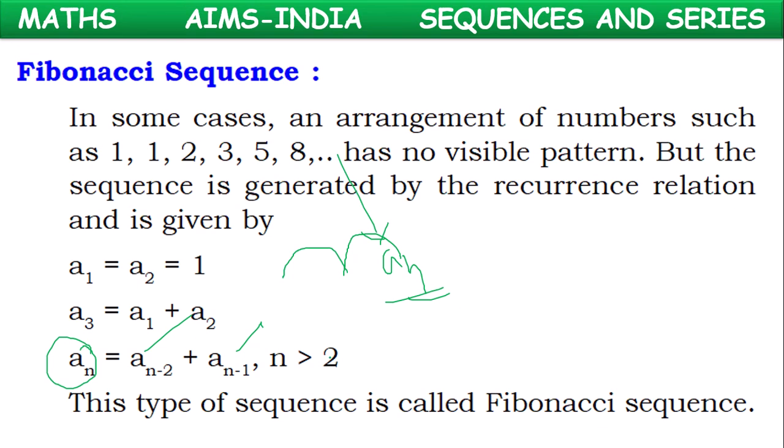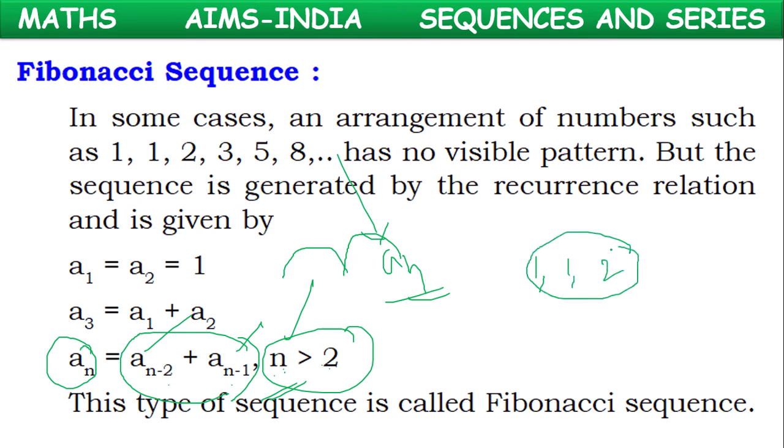An minus 2. But here one condition we have to follow, because here n minus 1, n minus 2 is there. This n value should be greater than 2. N means number of terms. Number of terms we should have at least 3. Greater than 2 means at least 3. So then only this relation we can apply.